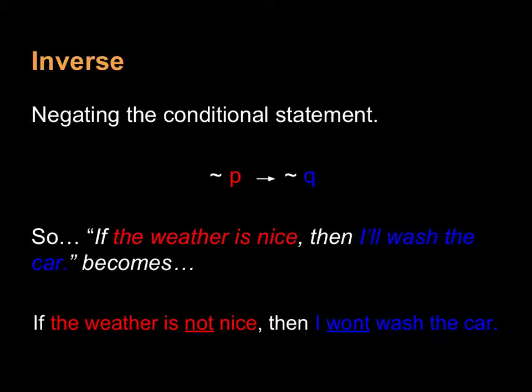We can also make what's called an inverse. An inverse is made by negating the conditional statement. Remember, negating is like putting these not symbols in front of our statements to say the opposite, or the negative. So, if the weather is nice, then I'll wash the car becomes, if the weather is not nice, then I won't wash the car. This is the inverse of my original statement.